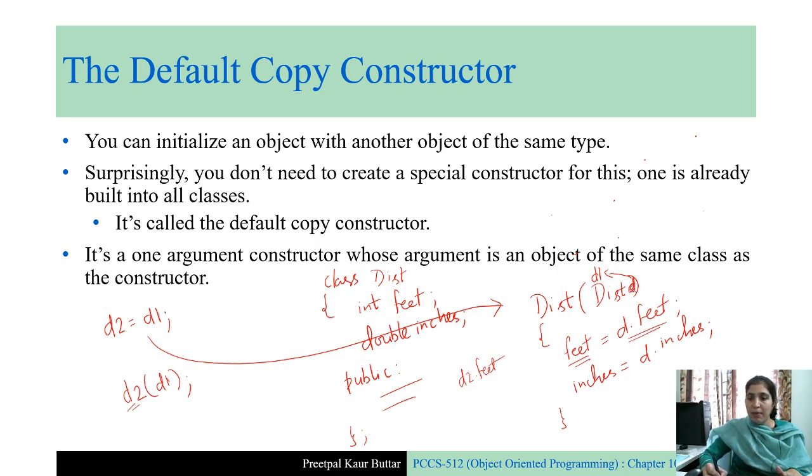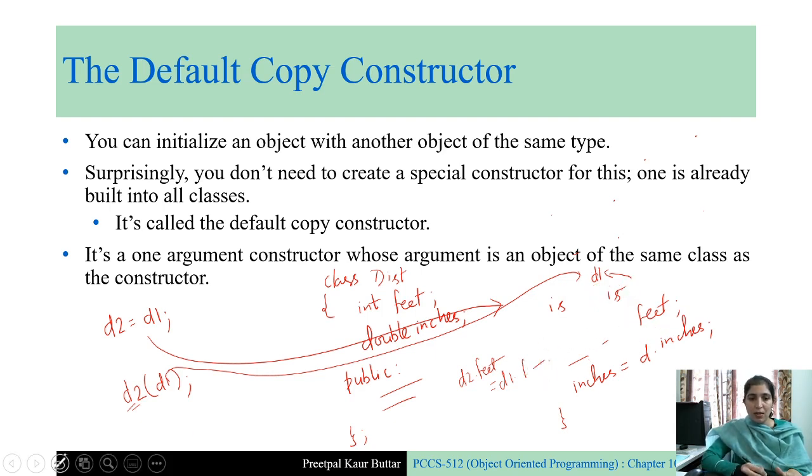d is the formal parameter. What is the argument passed to this formal parameter? d1. So d2 dot feet is equal to d1 dot feet, and similarly, d2 dot inches is equal to d1 dot inches. So this is the format of the default copy constructor. This is how the default copy constructor works.